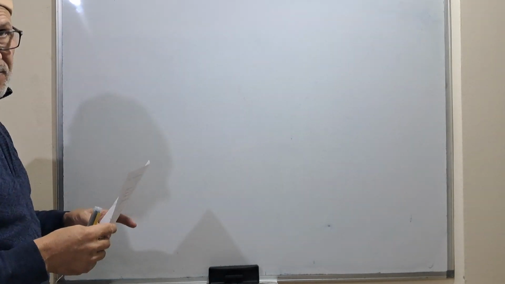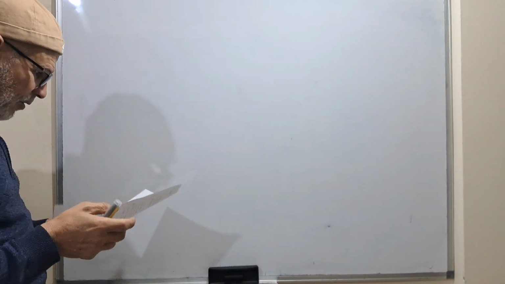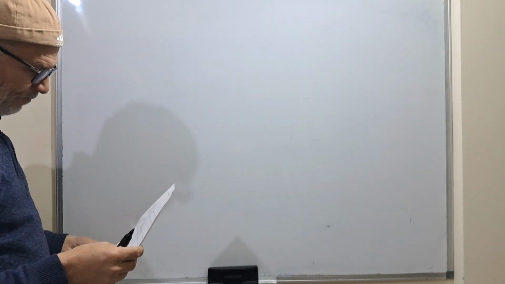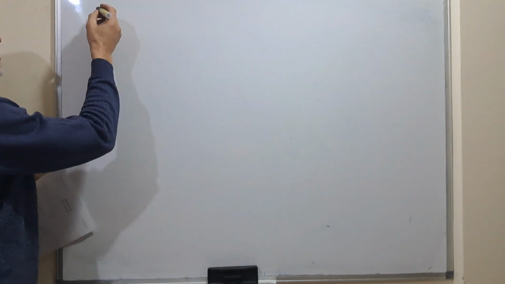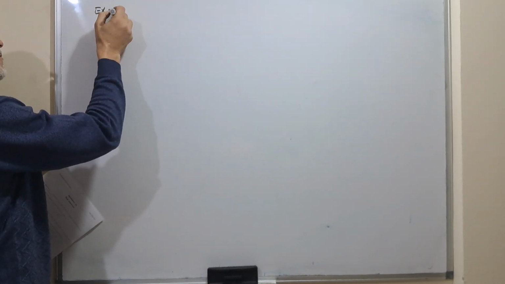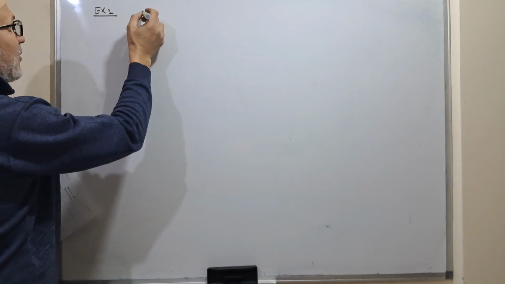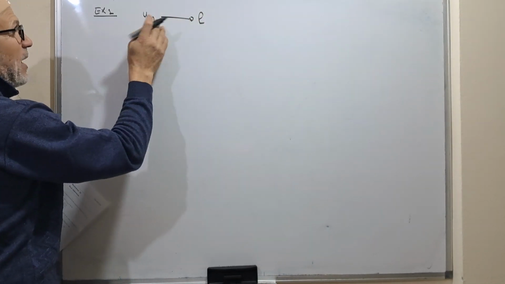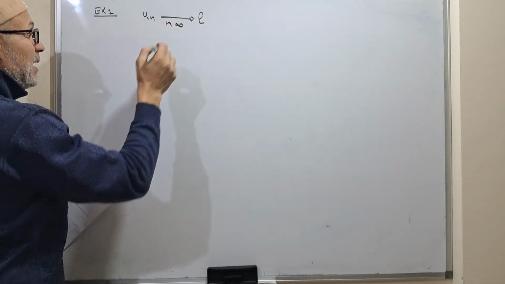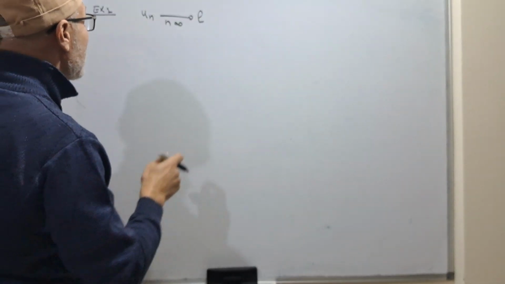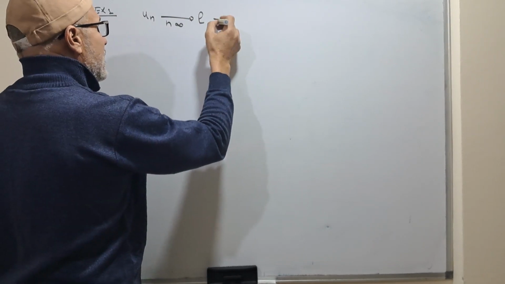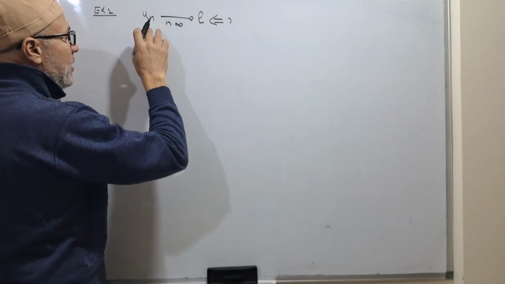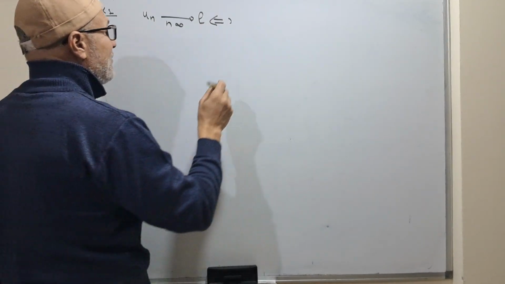I will try to solve the most number of exercises of this worksheet. The first exercise asks us to give the definition of what we mean by Un converges to L. Un is a sequence. Actually, this is the characterization or the definition of the convergence of Un to L.